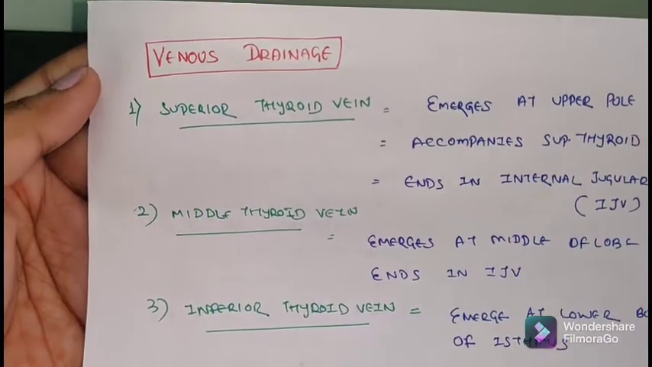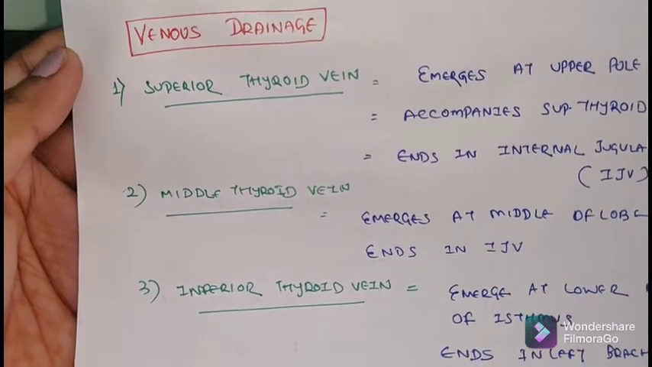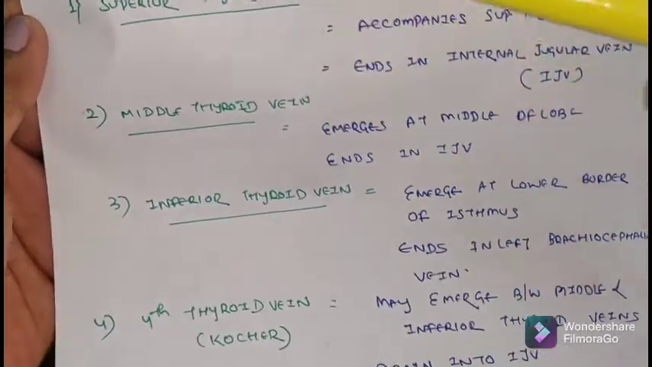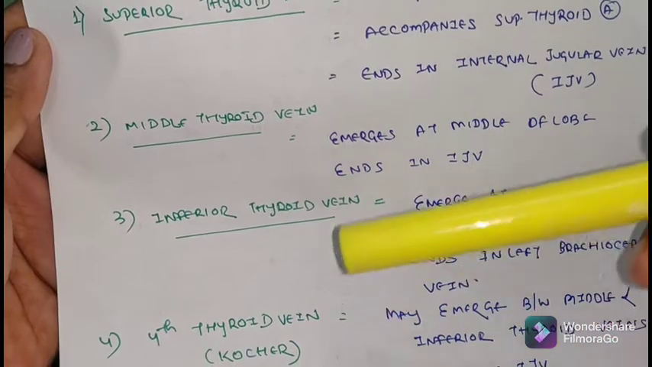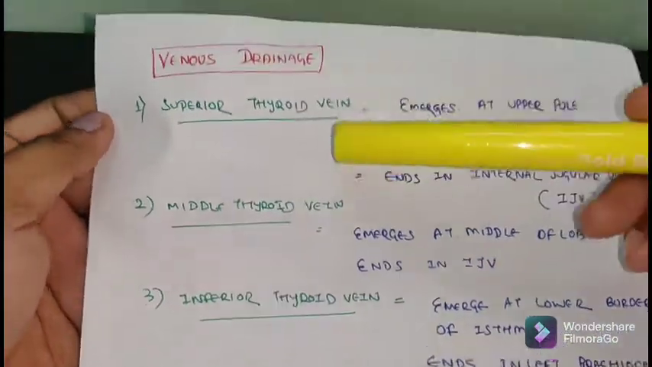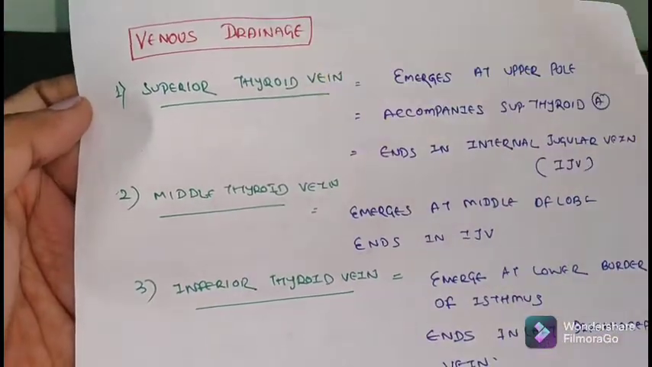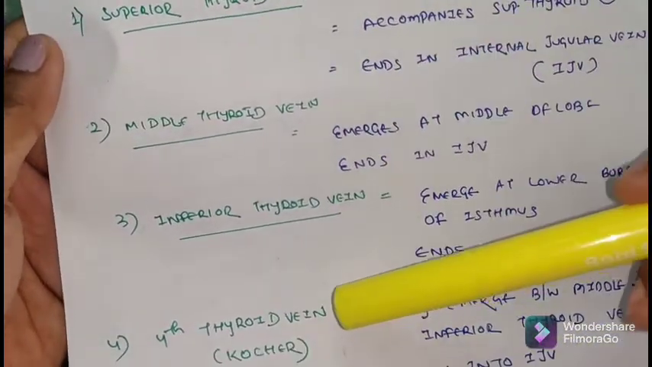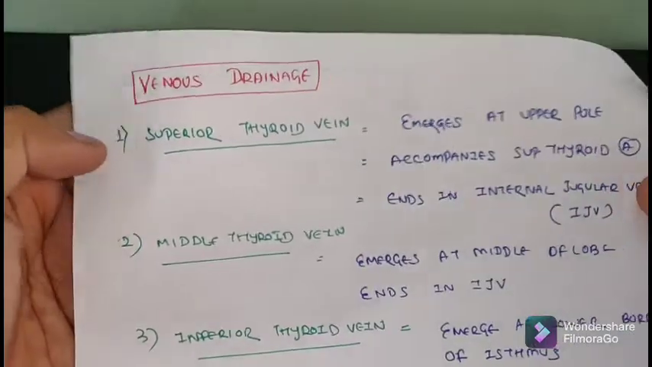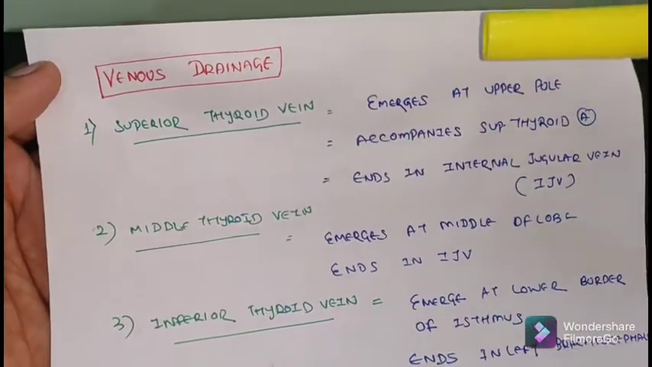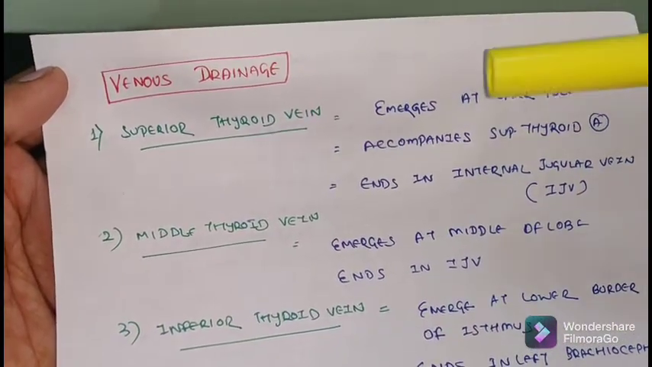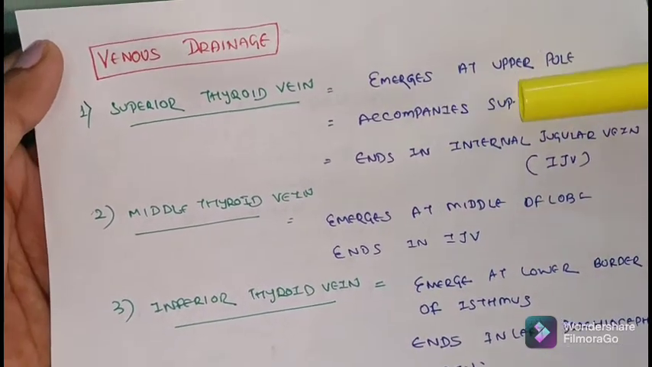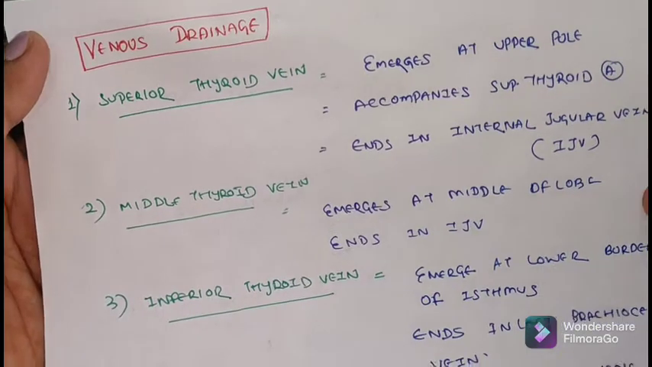Here we will discuss the venous drainage of the thyroid gland. The thyroid gland has 3 veins. Basically there is another vein, that is a fourth also. So starting with the superior thyroid vein, middle thyroid vein, inferior thyroid vein, and there is a fourth thyroid vein, that is the kocher's vein. The superior thyroid vein emerges at the upper pole, accompanies the superior thyroid artery, and ends in the internal jugular vein.